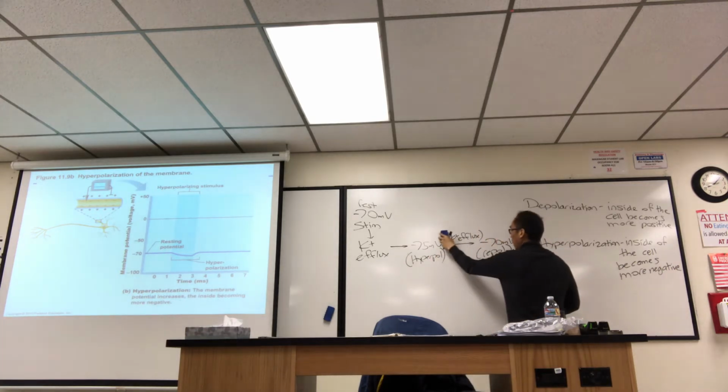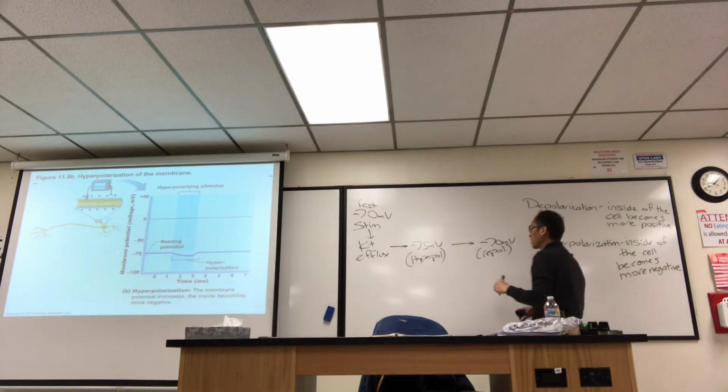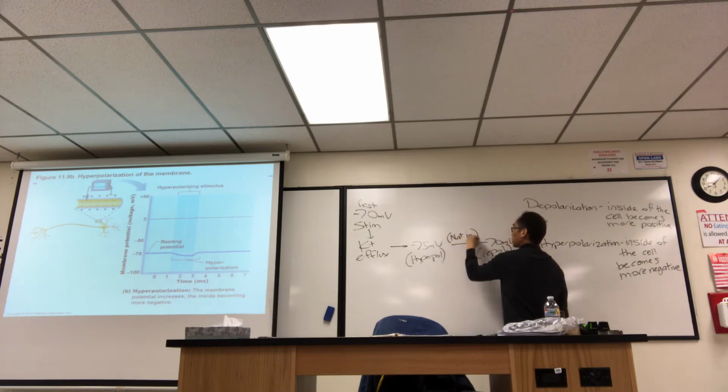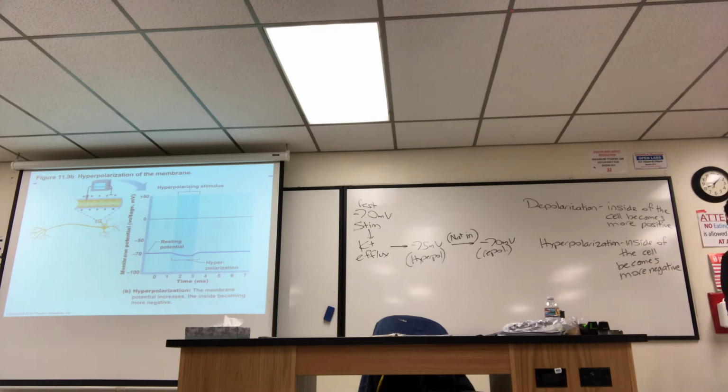And then to allow you to return to negative 70, maybe it's a little bit of sodium leaking in. So you just get more negative, more positive. That's the basic idea of a graded potential.